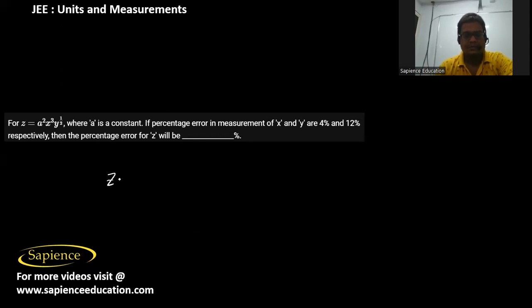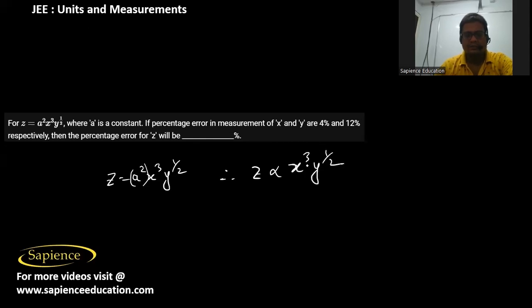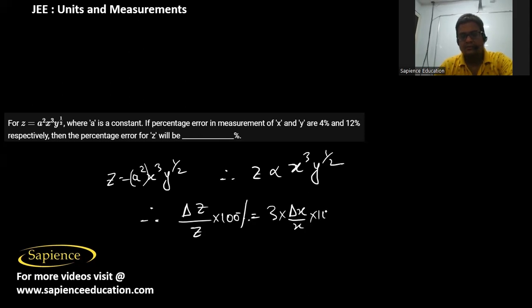Then here it is told, if z equals a square x cube y power half, where a is a constant, and the percentage errors in measurement of x and y are 4% and 12% respectively, then the percentage error for z will be. So a square is a constant, so therefore I can say that z is proportional to x cube y power half. Therefore the percentage error in z will be equal to 3 times the percentage error in x plus half times the percentage error in y.